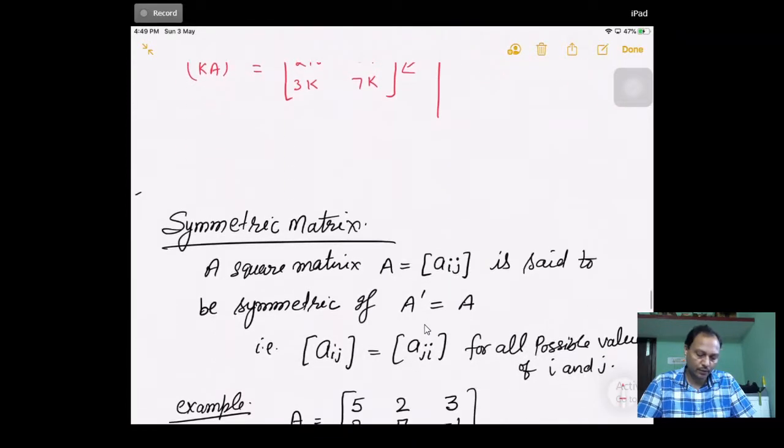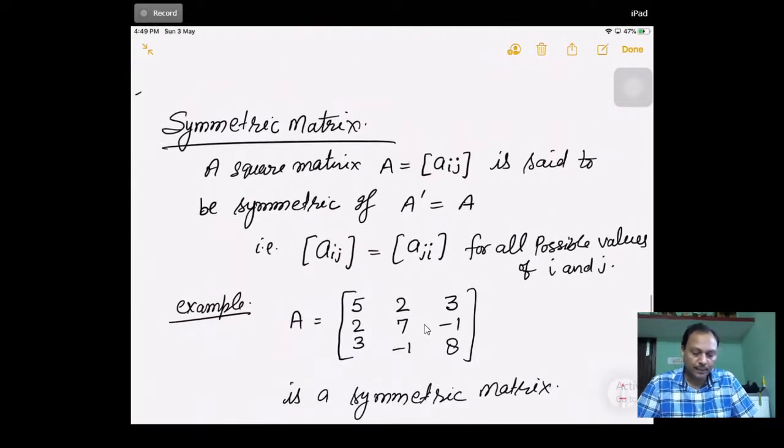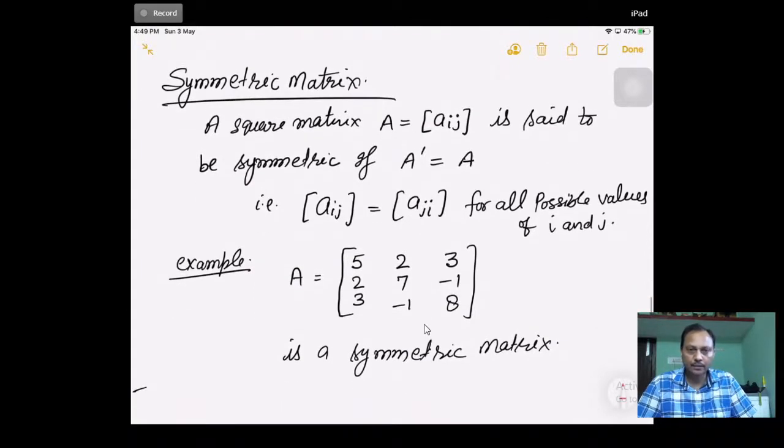Now we are moving forward. The symmetric matrix. What is the symmetric matrix? The first condition is that a symmetric matrix is always a square matrix. A square matrix A, whose element is represented by aij, is said to be symmetric if the transpose of that matrix is equal to the given matrix. Means if in a square matrix the transpose of the matrix is equal to the given matrix, that matrix is known as a symmetric matrix.